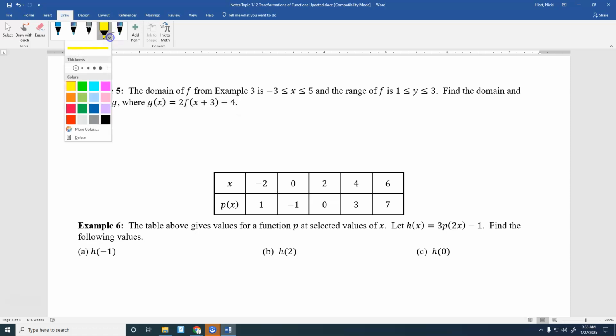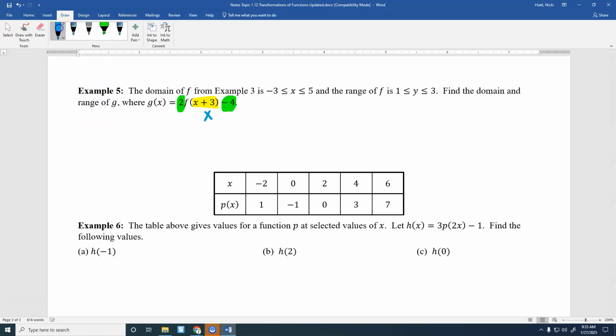It told us earlier that any transformations on the inside here are going to affect our x values, and the transformations that are on our outside are going to affect our y values. So if I think about my domain, it is currently -3 less than or equal to x less than or equal to 5. The only thing that has happened to my x value is that it's all been translated to the left 3.